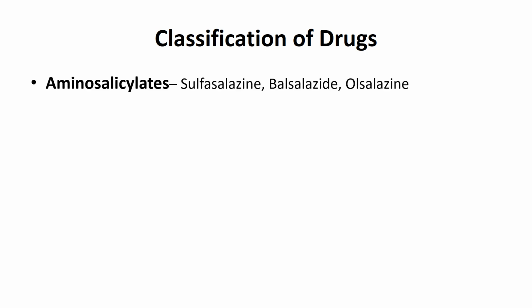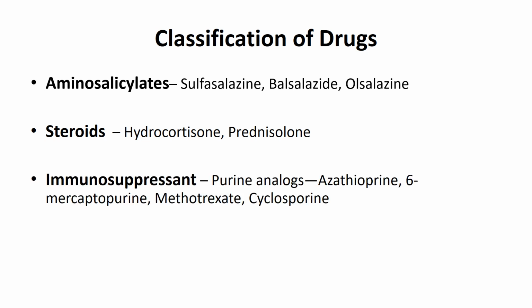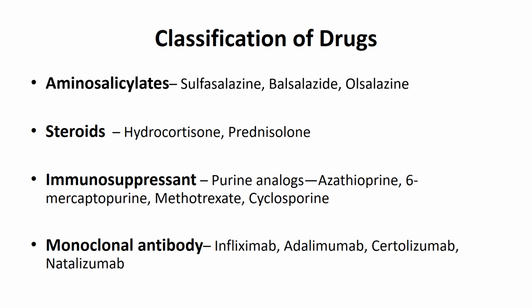It is the drugs for the treatment. So the classification of drugs. First group is aminosalicylates, mainly sulfasalazine, balsalazide, and olsalazine. Next group is steroids, hydrocortisone and prednisolone. There are different types of steroids out there, but here we are using hydrocortisone and prednisolone. Immunosuppressants, out of that, purine analogs like azathioprine, 6-mercaptopurine, methotrexate, and cyclosporine. And monoclonal antibodies: infliximab, adalimumab, certolizumab, and natalizumab.